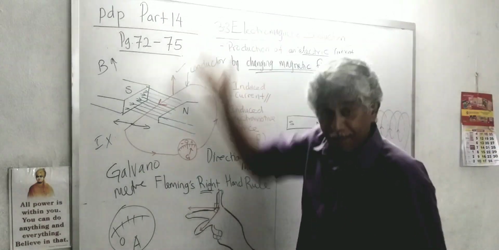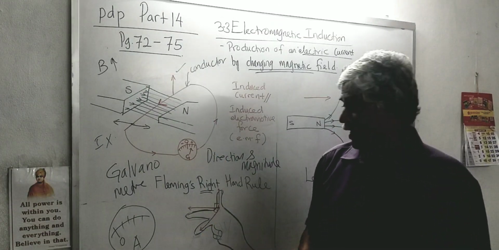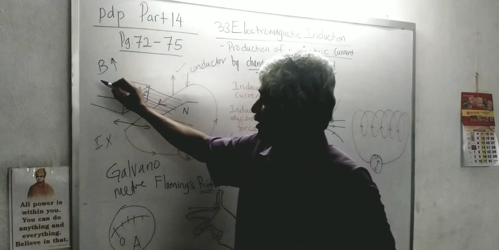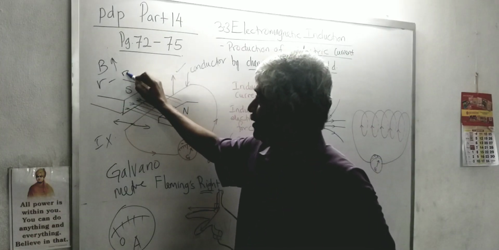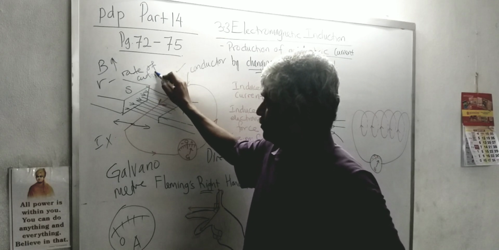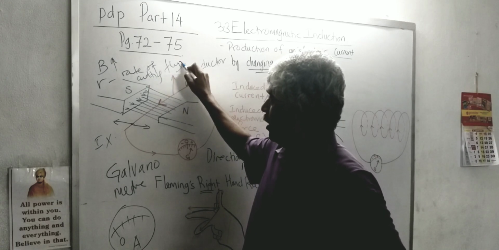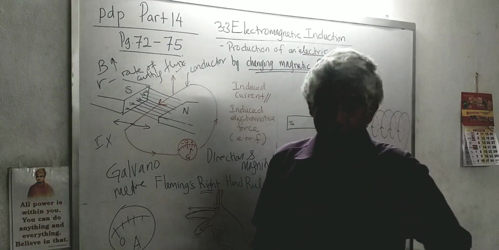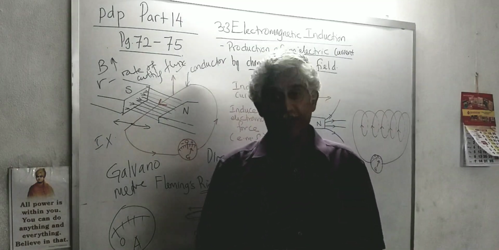Number 2, the speed you are using. If you cut very fast, that means the rate of cutting flux. The speed, this is the rate of cutting flux. If you cut the flux very fast, you induce a larger magnitude of current.